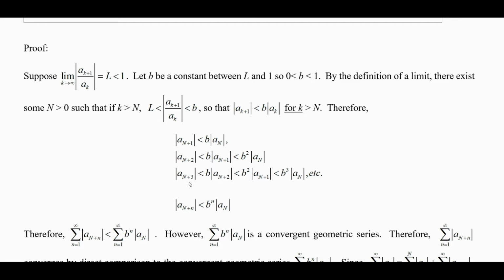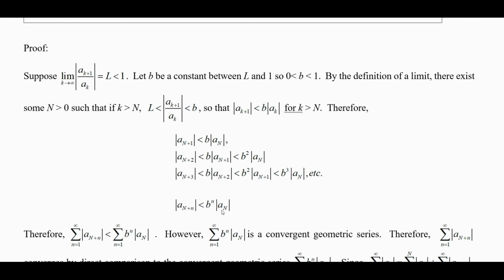And then the n plus 3 term is less than b times the absolute value of the n plus 2 term, but that is b squared times the n plus 1 term, which is b cubed times the nth term, and so forth. So in general, the absolute value of the capital N plus lowercase n term of a has to be less than b to the n times the absolute value of a sub n.